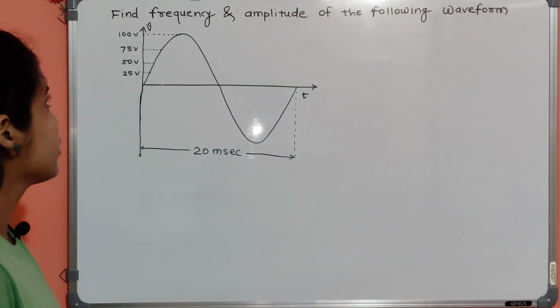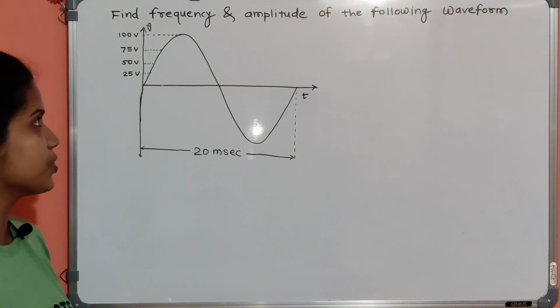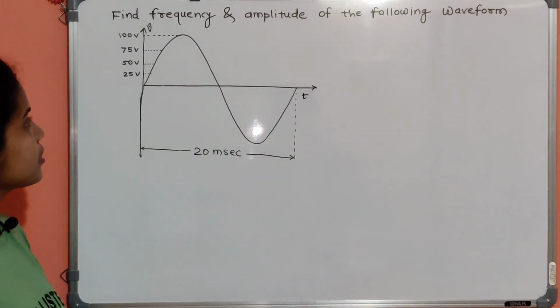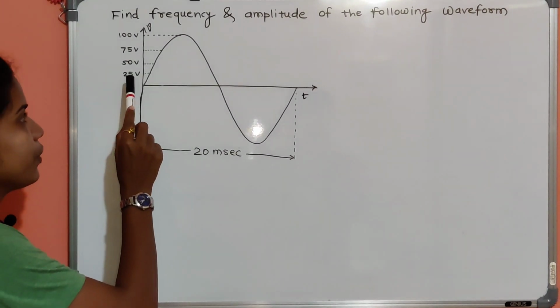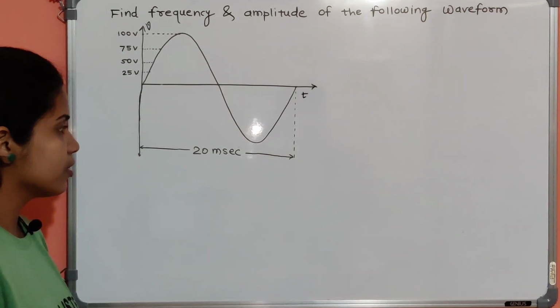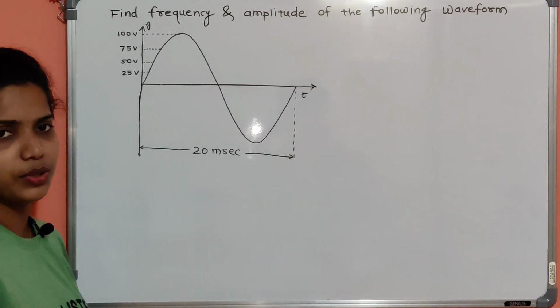Next problem is to find the frequency and amplitude of the following waveform. The waveform is given in the picture. This is a sine waveform, and here some instantaneous values are given: 25, 50, 75, 100, and here the time is given, 20 millisecond. We have to find the frequency and amplitude.